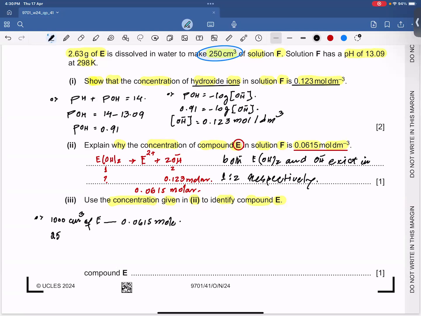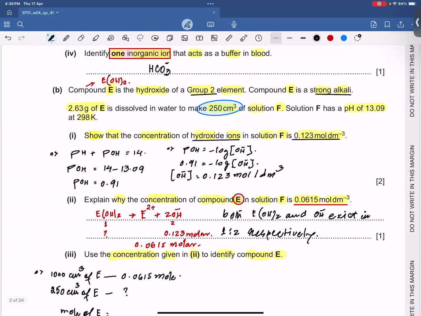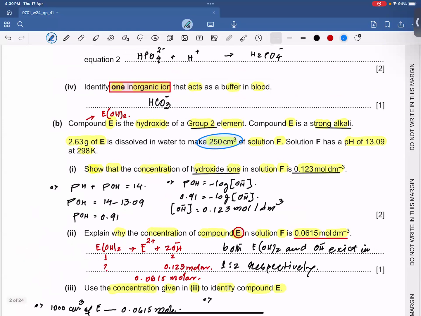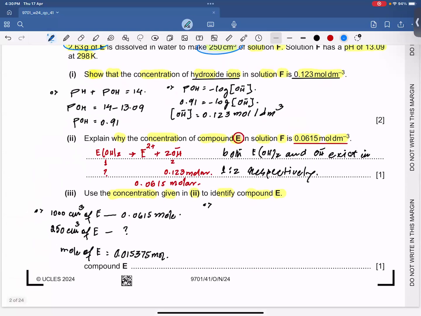अगर हमने 250 cm cube यूज किया है, so if we use 250 cm cube of E, so moles is going to be moles of compound E into 250 divided by 1000. So I'll get 0.015375 moles. All right.